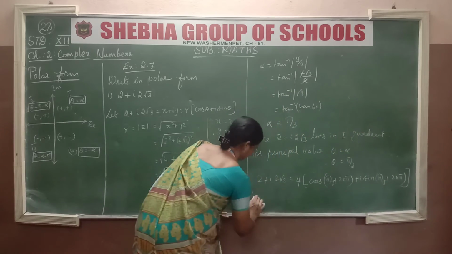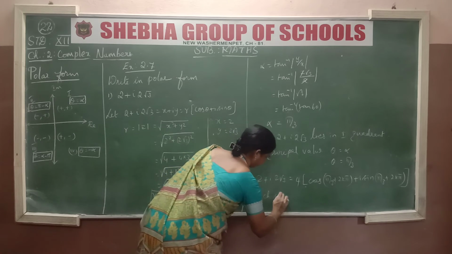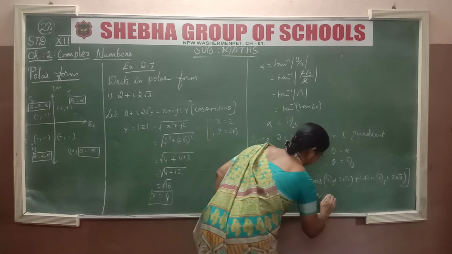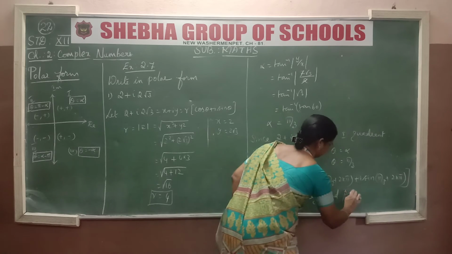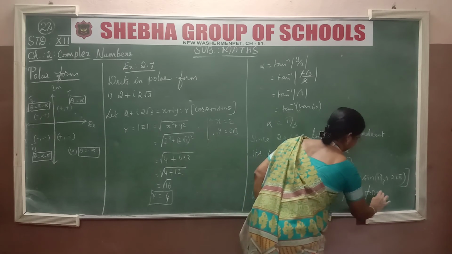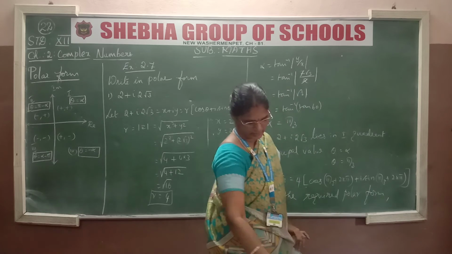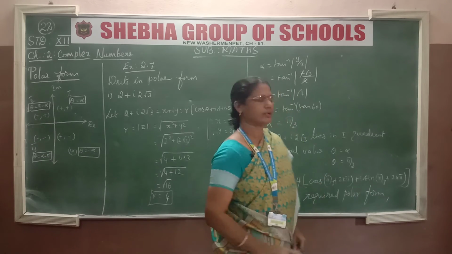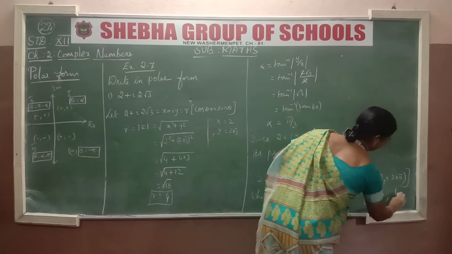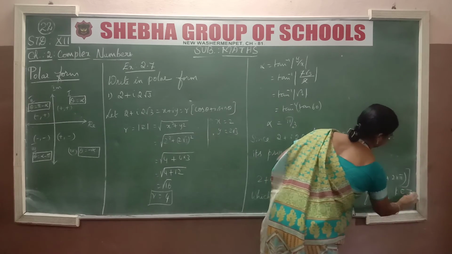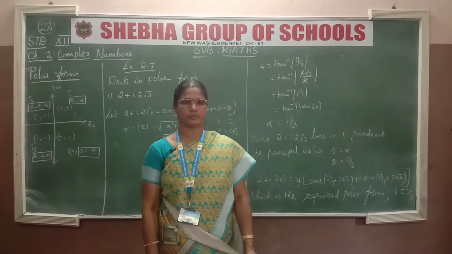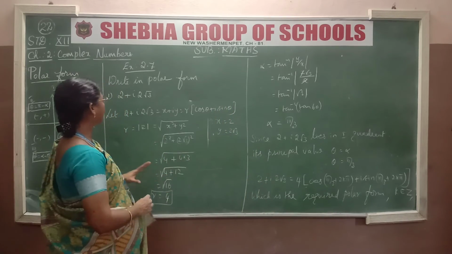Okay, which is the required polar form. And k is what? k is a positive integer, or k belongs to Z. K belongs to any integer. Understood? Listen, how to find the polar form.